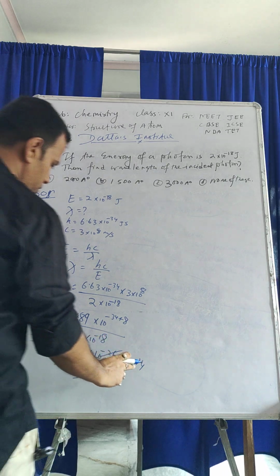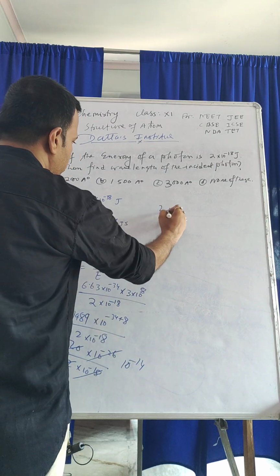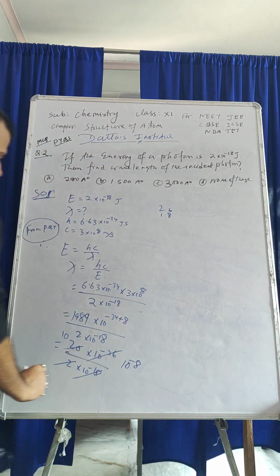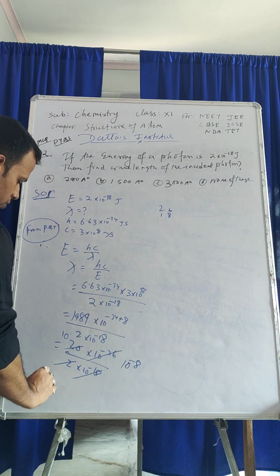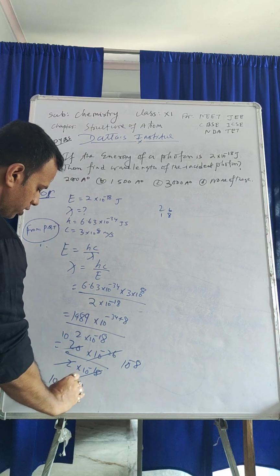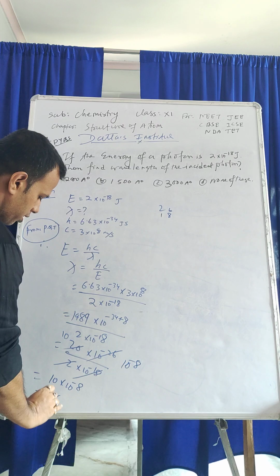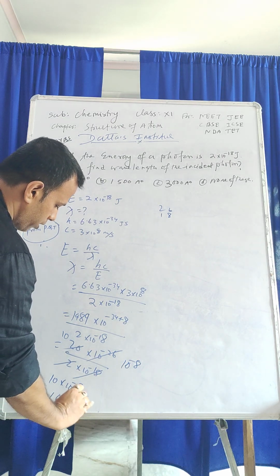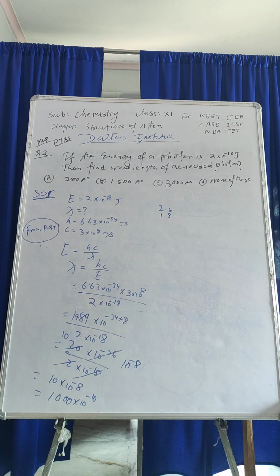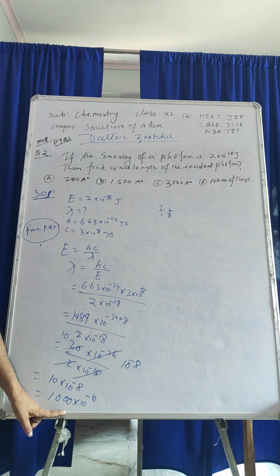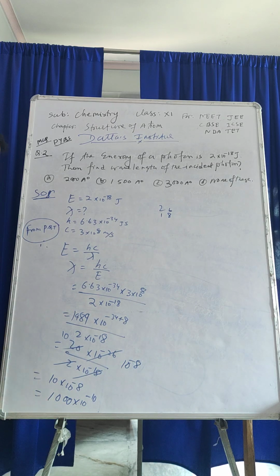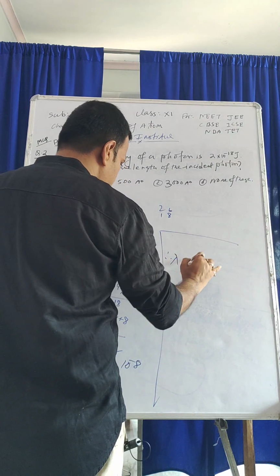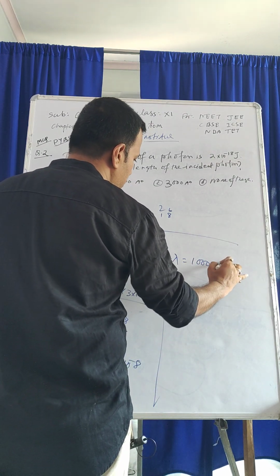26 minus 18 is 8. Sorry, 10 to the power minus 8. It will be 10 to the power minus 8. Okay. So it will be 10 into 10 to the power minus 8, or we can write 100 into 10 to the power minus 10. So lambda is equal to what? 100 into 10 to the power minus 10.